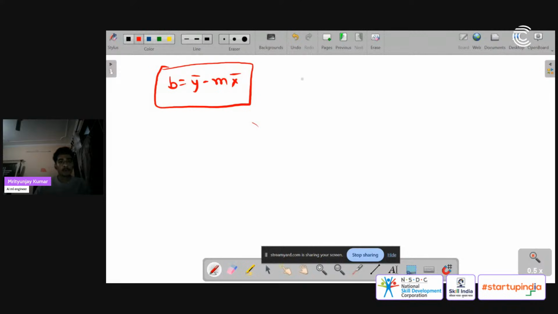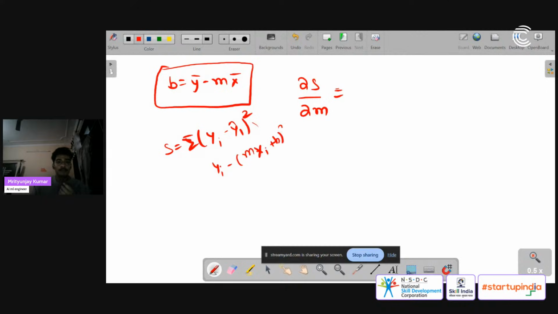Okay, so again I will do it for you. With respect to m, we have to find the slope, and S is the summation of our original value minus our predicted value, whole square, right? And y-hat is the point coming from the line, that is m x_i plus b, whole square. This equation is very important, that's why I'm writing it multiple times.